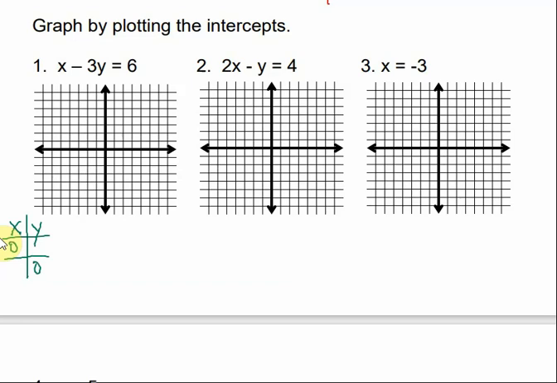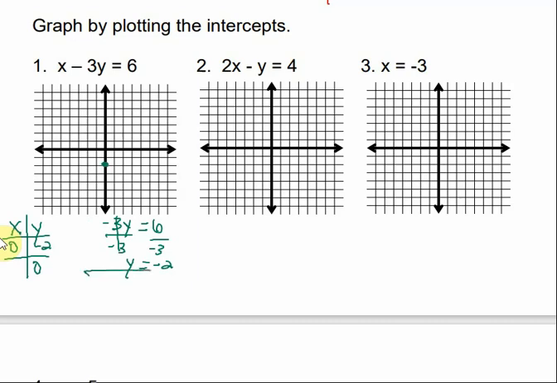If I plug in 0 for x, I have 0 minus 3y equals 6. Okay, so 0 just goes away. And then we can divide both sides by -3, and I get y equals -2. All right, so 0, -2 would be my y-intercept. So on my y-axis, I'm going to go down to -2 and put a dot.